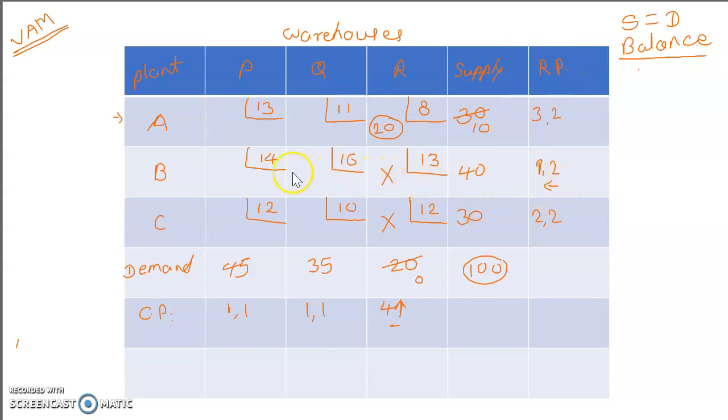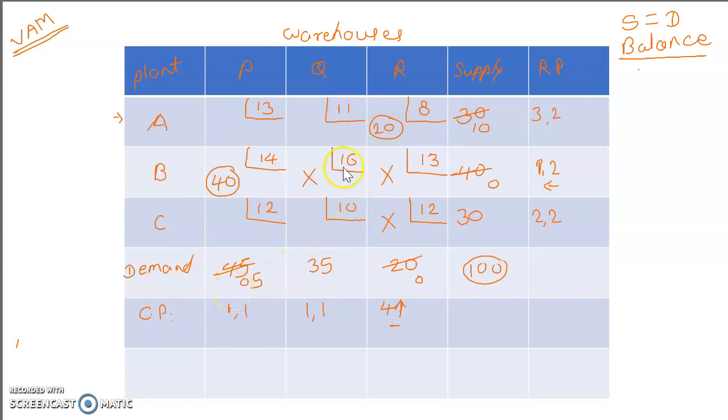In that row, the minimum cost cell is this one, 14. 14 is the minimum cost, and the demand of that cell is 45. Available capacity is 40. So put here the minimum amount, that is 40. The balance is 0. One more cell is in this row, so cross out this cell. And on the column side the balance is 5.